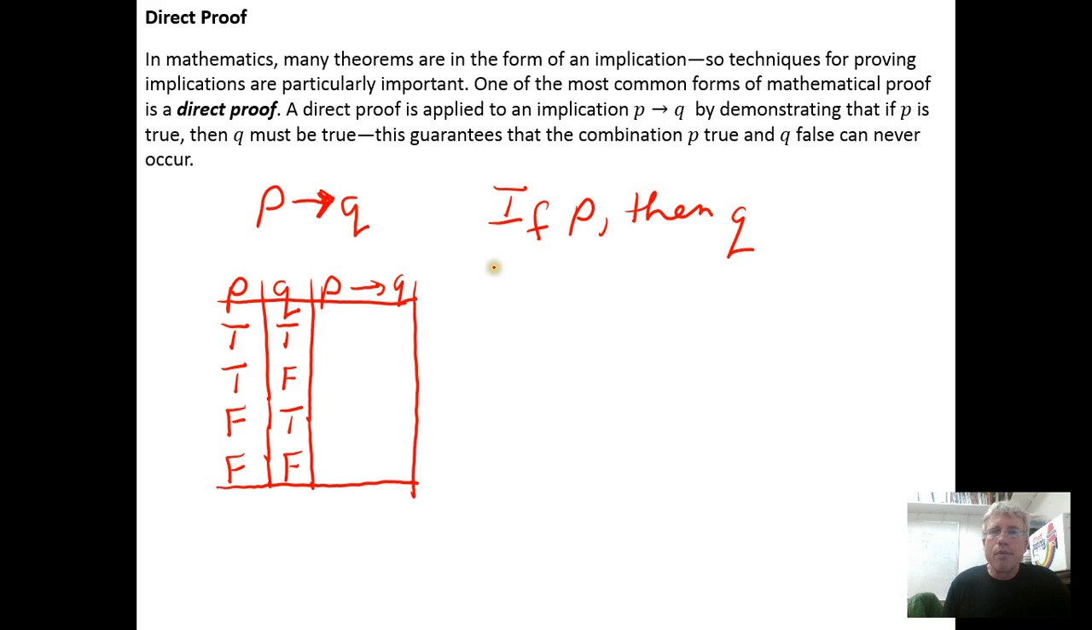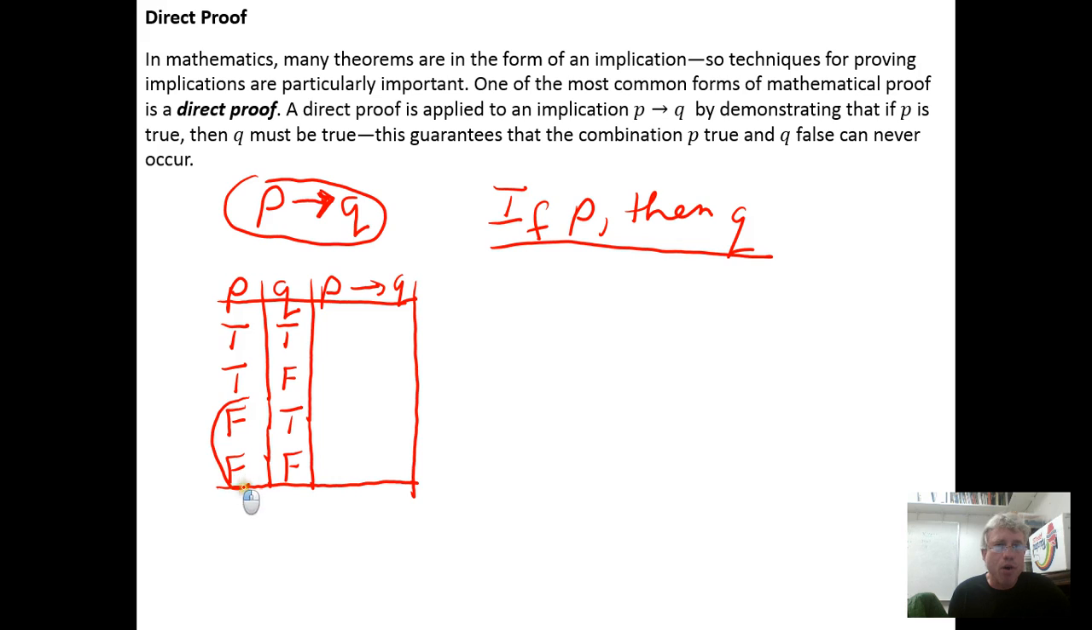So remember, P implies Q means if P then Q. So in a direct proof, what we want to do is take an implication, if P then Q, and prove that that implication is true. And the way that we do it is simply we look at the truth table for P implies Q, and we say, when is P implies Q true? Well, P implies Q is always true if P is false. So if we want to prove that P implies Q is true, we don't need to worry about the truth value of P.